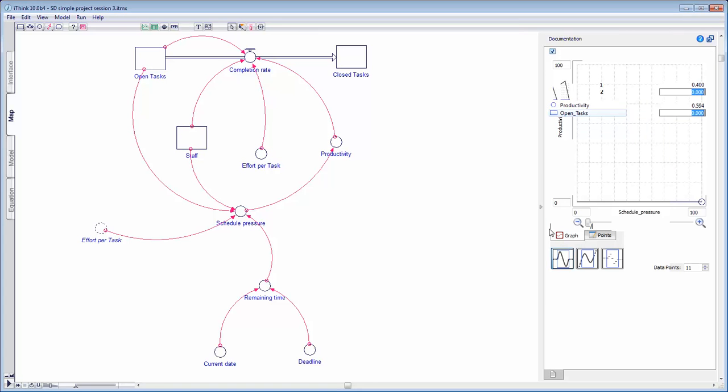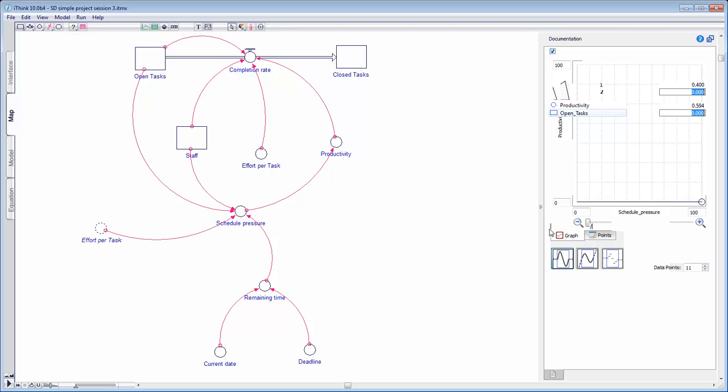But what will happen when the open tasks stock runs out of tasks or has fewer than the completion rate asks for? Clearly, the number of open tasks cannot be negative, so we need to ensure that the outflow from the open tasks shuts down to zero as soon as the number of tasks equals zero. To achieve this, I use the min function from the list of built-in functions and include the existing equation and the open tasks.